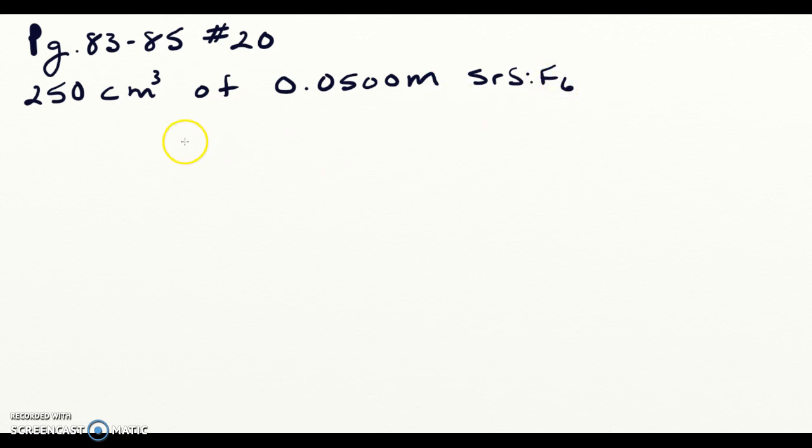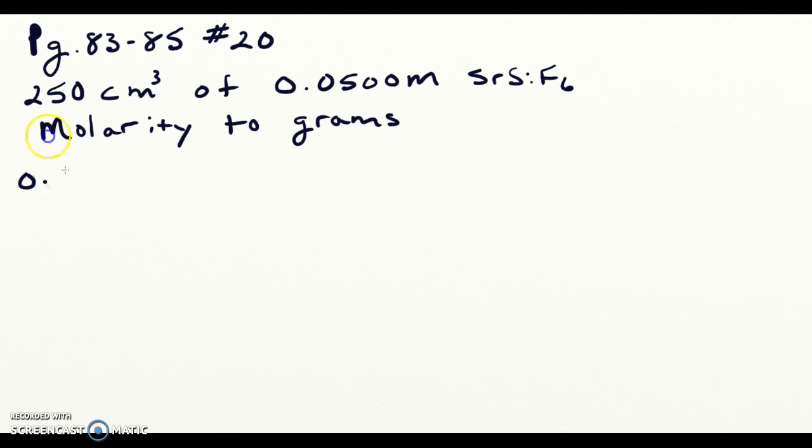Okay, so like we said in class, we're going to start with the molarity. I'm going to write out what we're looking to do. Just to clarify, we're going to go from our molarity to grams. We know there's 250 cubic centimeters. We just don't know how many grams of this stuff to use. So that's what we're going to figure out. And again, we start with our molarity.